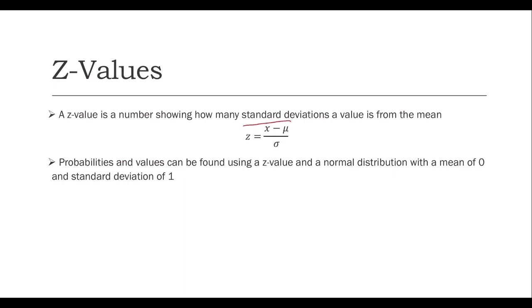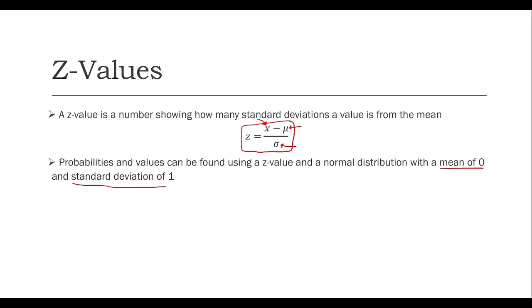So this is the equation for how you calculate a z-value. x is the number you're curious how far it is from the mean. Mu is your mean, and sigma is your standard deviation. The probabilities and values can be found using a z-value and a normal distribution with a mean of 0 and a standard deviation of 1. So for your z-values, the mean is 0 and the standard deviation is 1.